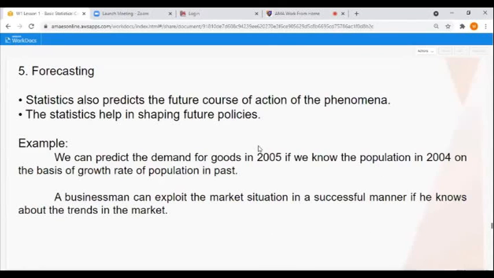Number 5 would be forecasting. As I mentioned in number 1, take note of the word I use, that is forecasting. So forecasting is used for prediction only, okay? The future course of action of the phenomena. Just like in the news, we call it weather forecasting, right? We're just predicting because the action of nature is unpredictable. It can change anytime during the day. Just like, for example, now, the outside is sunny. In the afternoon, it would be cloudy, and in the evening, it will rain. It's very unpredictable, right?